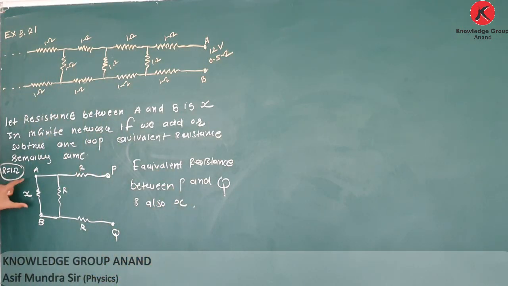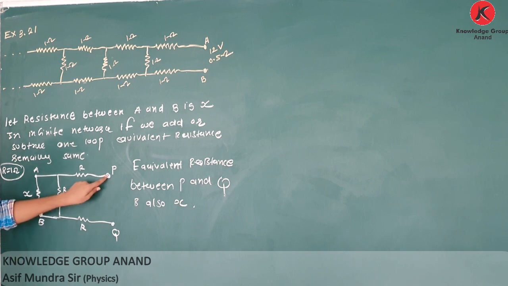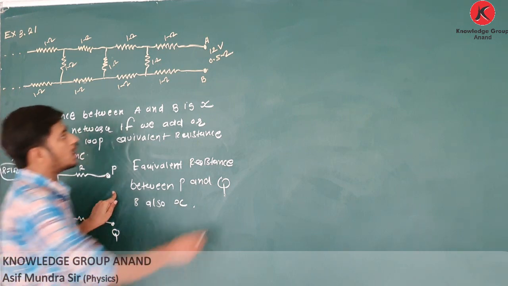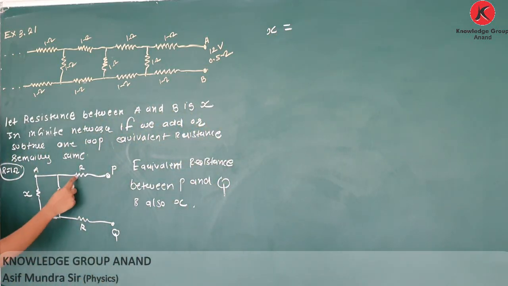Clear? Because this X is the resistance of the infinite network, and if I add one more loop, its resistance almost remains the same. Now observe this figure. The equivalent resistance between P and Q is X. So how to write? X is equal to these four resistors R, and X. See, from the figure it is clear.